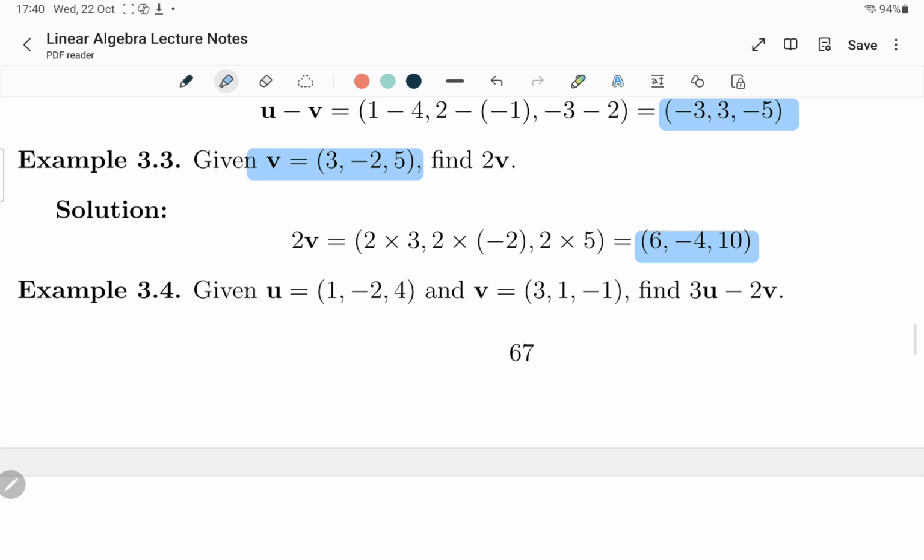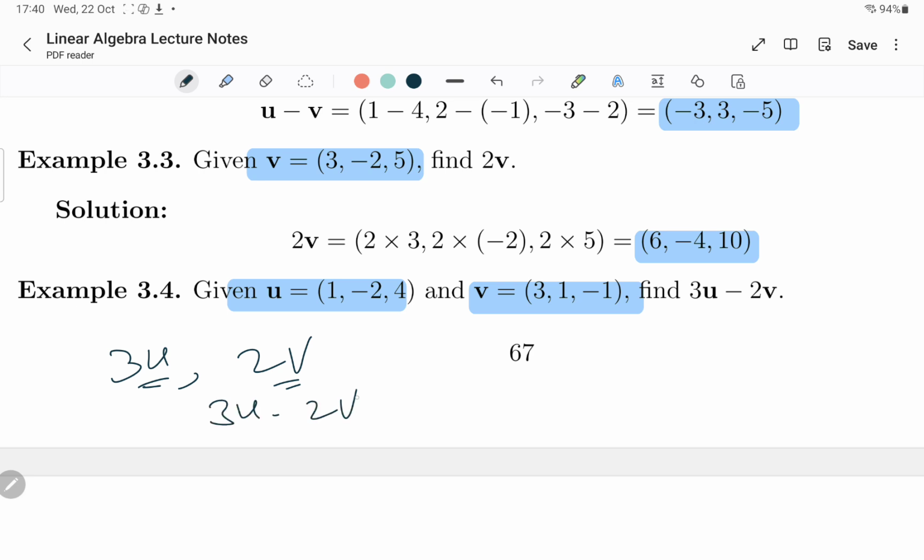Okay, so now you have u and v. Our objective is to find 3u minus 2v. First of all you will find 3u, and then you will find 2v. After having these two vectors, you will find 3u minus 2v.